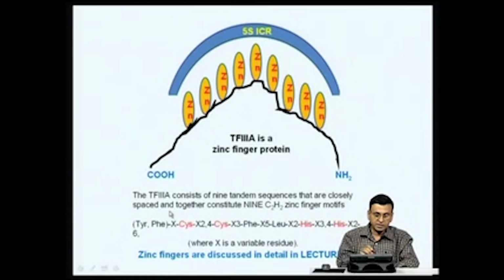So, TFIIIA consists of 9 such zinc fingers, where a zinc atom is coordinated between 2 cysteines and 2 histidines, and it's a C2H2 kind of zinc finger module. It consists of 9 tandem sequences that are very closely spaced and together constitute the 9 zinc finger motifs which interact with the 5S internal control region of the 5S RNA promoters, and the consensus amino acid sequence is shown here.